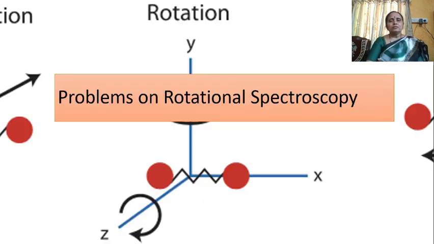Hello students, today we shall work out some problems on rotational spectroscopy. In today's class, let us try to work out some problems on rotational spectroscopy.